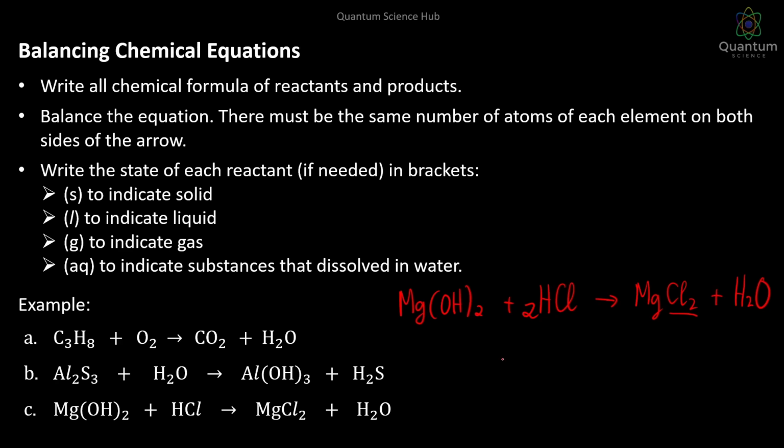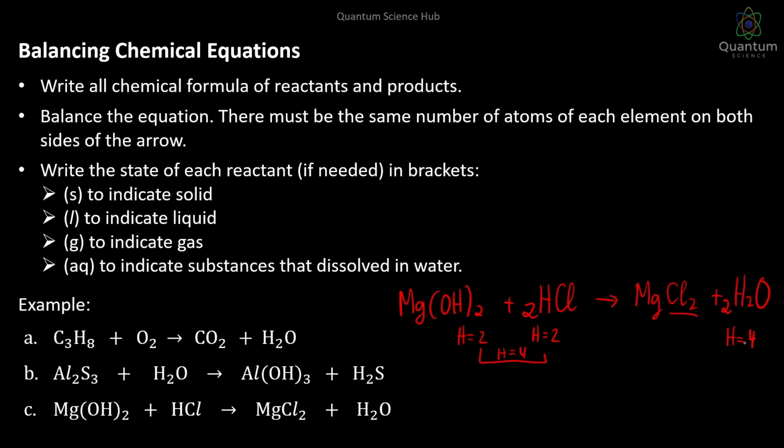Now, what is the other? Magnesium is 1 at the left and magnesium is also 1 at the right. So it's already balanced for magnesium. What about hydrogen? Hydrogen here is 2 and hydrogen here is also 2. So altogether, hydrogen is 4. So that's why I will put 2 in front of H2O. So hydrogen is 4 and they are balanced already.